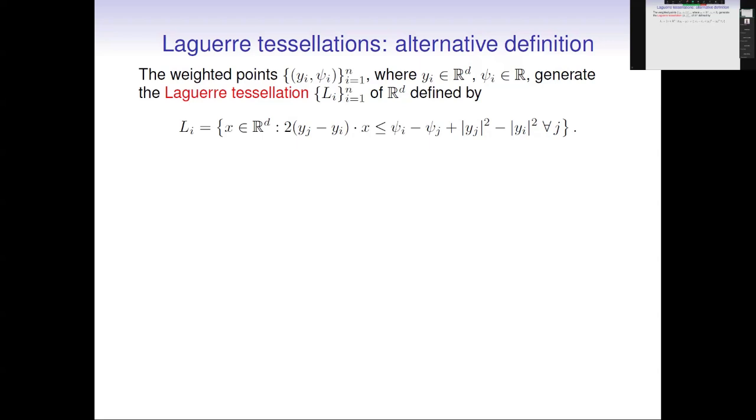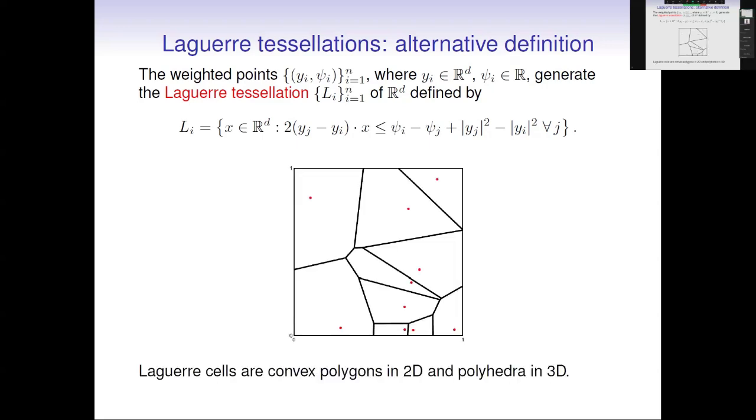This is the equation of a half space. This would be the normal to the boundary, and this tells you essentially the distance of the boundary to the origin. And this is for all j's. We're intersecting a bunch of half spaces, or half planes in 2D. If you intersect a finite number of half planes, you'll get a convex polygon. And so that's one way of defining them. So yeah, the Gallouët cells again are convex polygons in 2D and convex polyhedra in 3D.